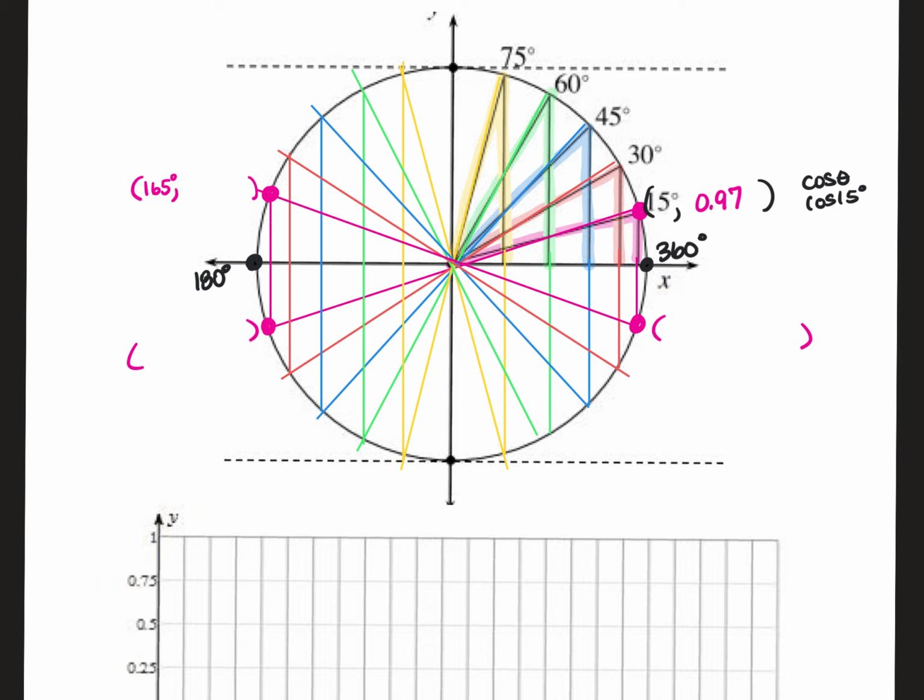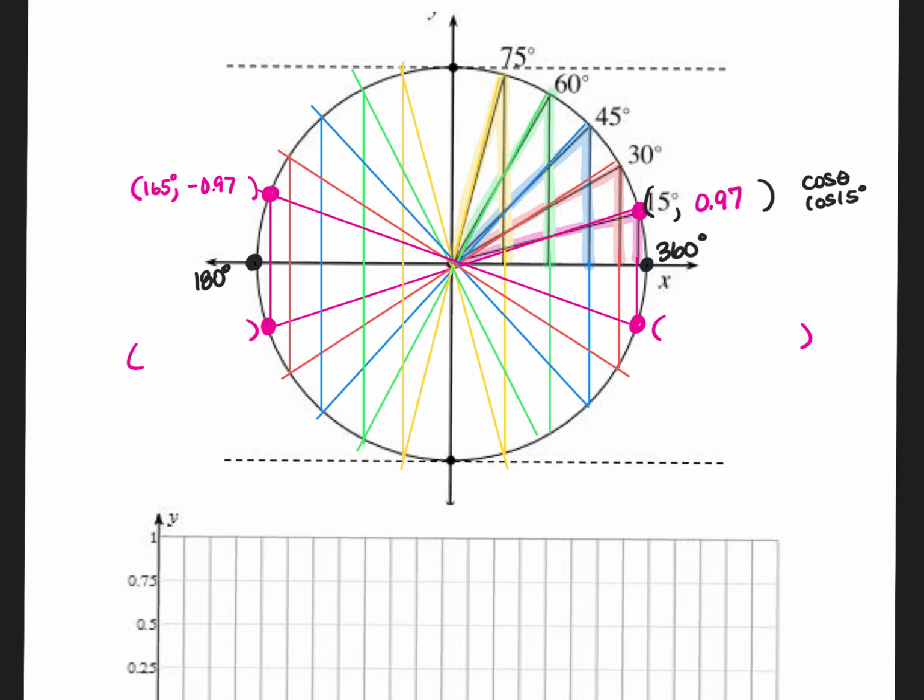Now, remember, the 0.97 represents how far we are from the center of the circle, what our x coordinate is, or what the length of the base of our triangle is. So that length will be the same, except we've moved now into the negative arena. So these are going to give me negative values because I moved to the left of 0, 0. So instead of being 0.97, it's going to be negative 0.97.